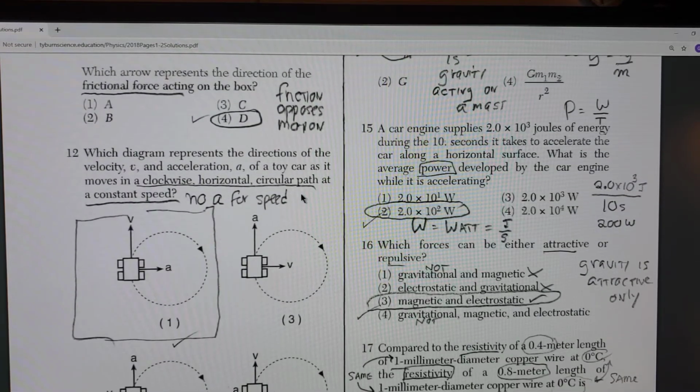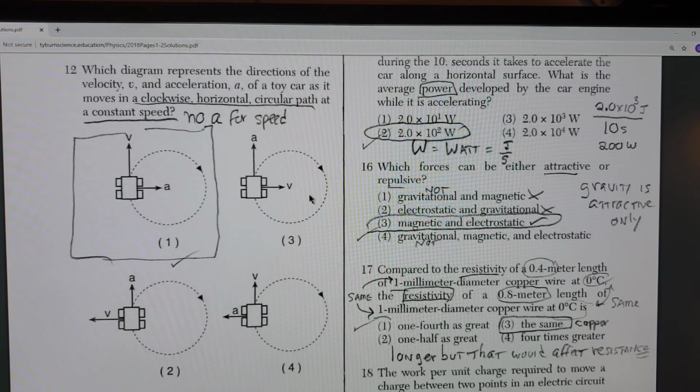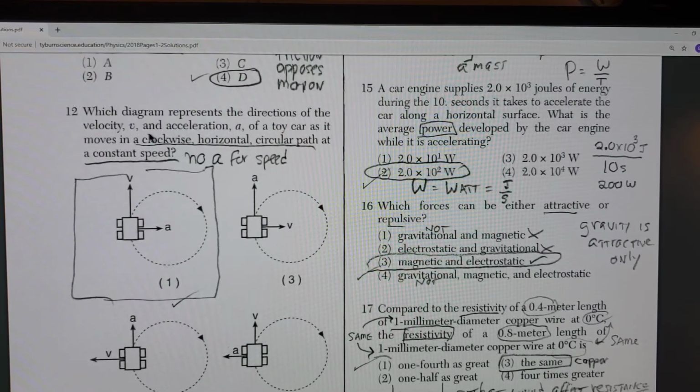Okay, and next one, another picture. When you get a picture like this, you have to look at it. What the heck are they trying to show us here? It says, which diagram represents the directions of the velocity V and acceleration A of a toy car as it moves in a clockwise, meaning the way an old-fashioned clock goes around, horizontal, circular path at a constant speed.